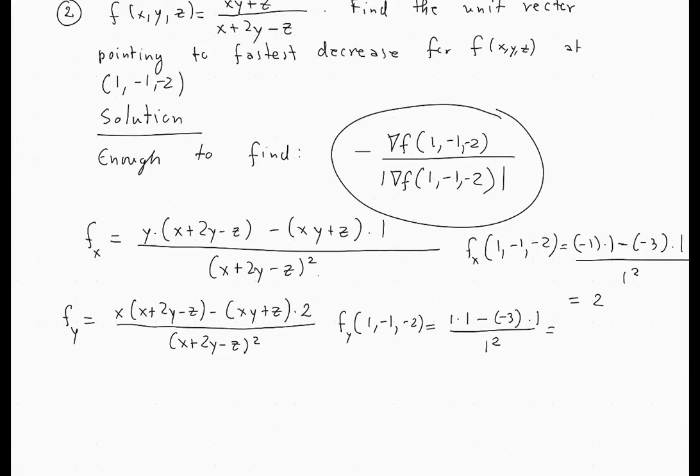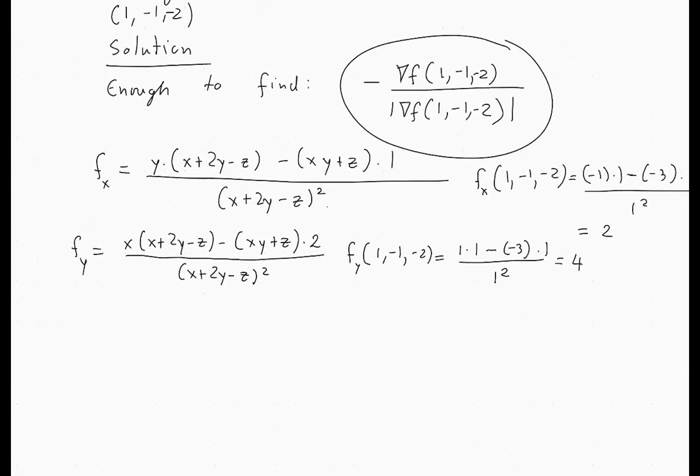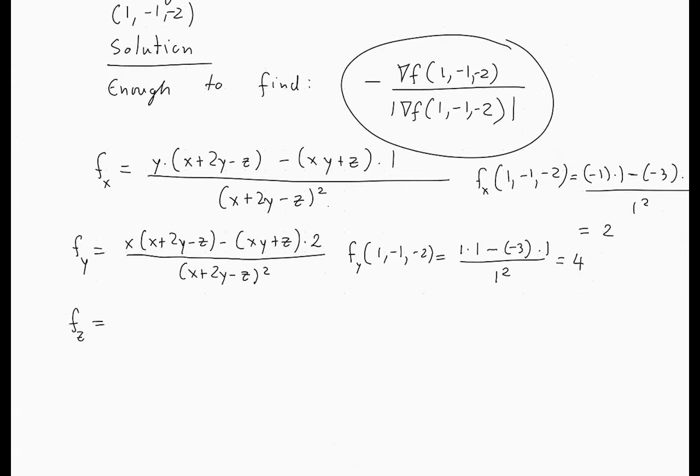And finally, let's find f sub z. Again, one more quotient rule. So the derivative now of the numerator is going to be 1 times x plus 2y minus z, minus the numerator times the derivative of the denominator with respect to z, which is -1, over x plus 2y minus z all squared.